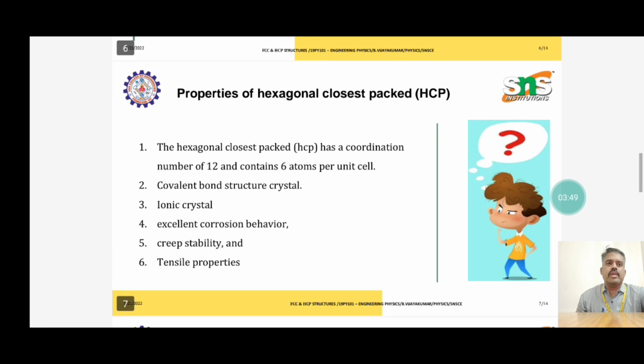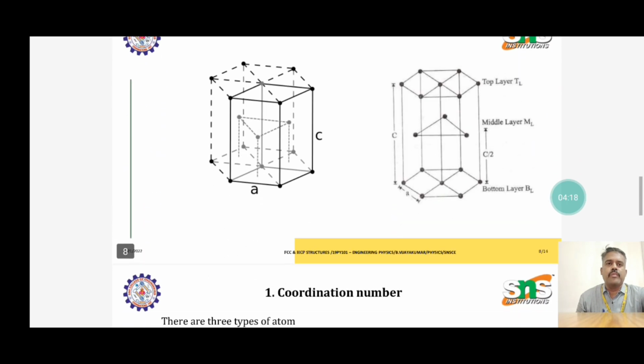The next one we discuss is the properties of the hexagonal closed packing structure. This is a very important topic we discuss in crystal physics all the time, right? The properties of hexagonal: the coordination number is 12 and it contains 6 atoms per unit cell. Then covalent bond structure, ionic crystal, excellent corrosion behavior, good stability and strength properties. So this is the structure of hexagonal, right?